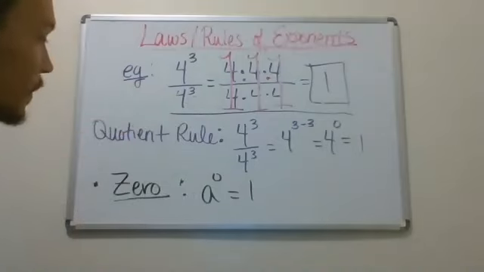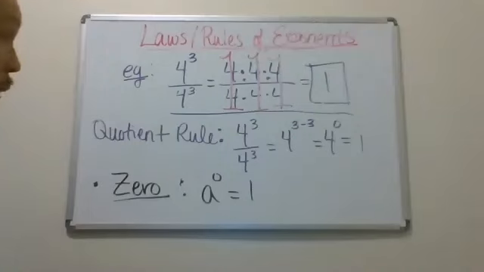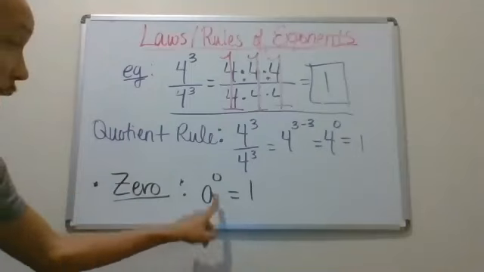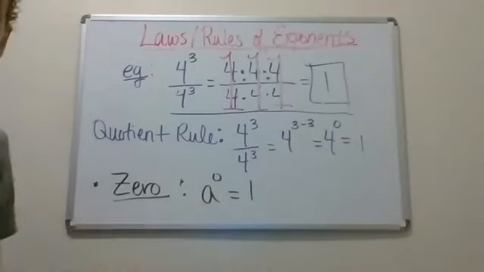All right. Any other questions? All right, perfect. So this is its own rule. Any number raised to the 0 power is equal to 1.